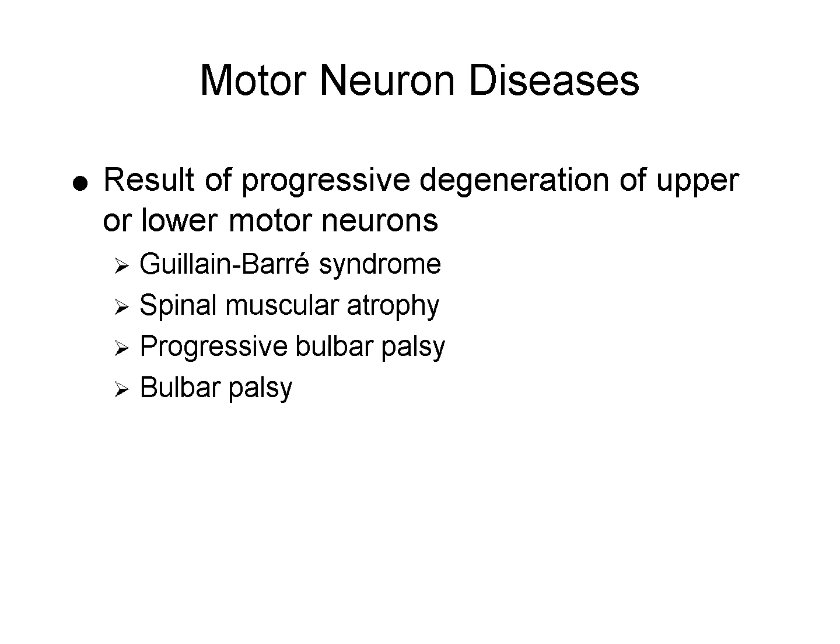Motor neuron diseases are a group of progressive disorders that affect either upper motor neurons, lower motor neurons, or both. Examples include Guillain-Barré syndrome, spinal muscular atrophy, and progressive bulbar palsy. These conditions lead to weakness, paralysis, and eventually respiratory failure if untreated. Because they advance steadily, early diagnosis and supportive care are critical for improving outcomes.